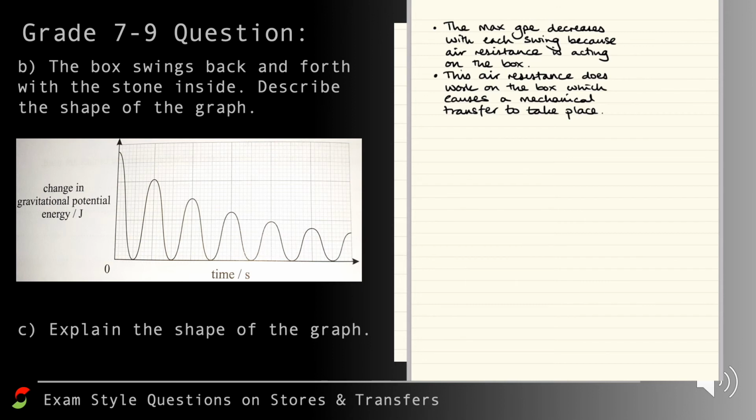Next bullet point, I start off by linking from what I said in the first bullet point: this air resistance does work on the box. So that's going to be a mechanical transfer because it's a force. And if there's a mechanical transfer taking place, my next bullet point can say that energy is transferred away from the box, but we need to say in a certain form or store. So it's going to be transferred to the surroundings. It's got to go away from the box. And whenever you say energy is transferred to the surroundings, it's usually going to be in the form of thermal energy.